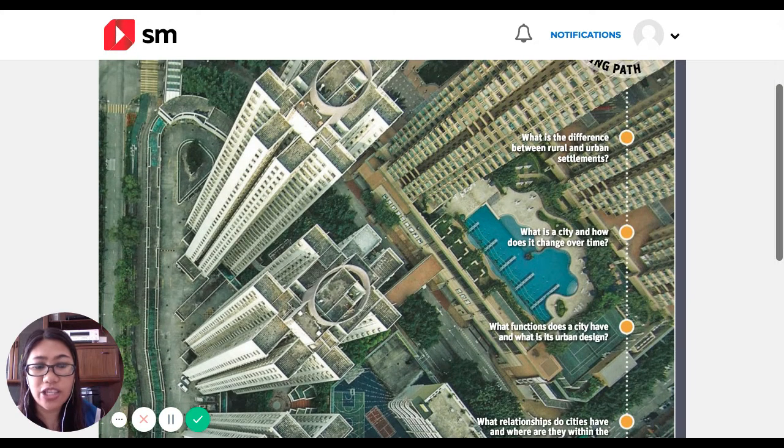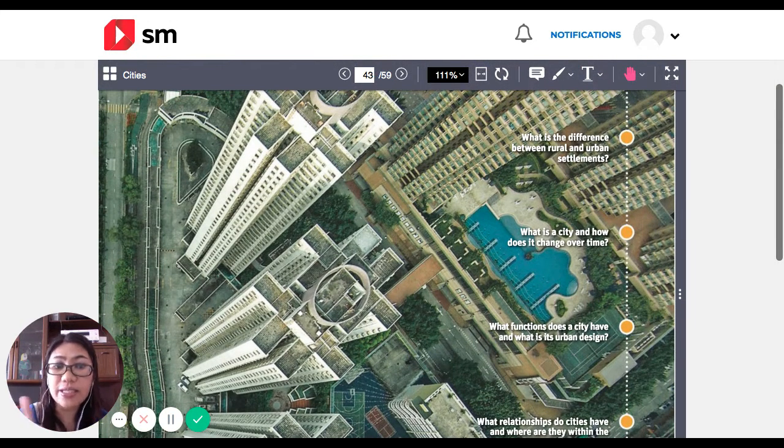Let's review the questions. So what is the difference between rural and urban settlements? That's the first one. Second, what is a city and how does it change over time? What are the changes that happen in a city? Third, what functions does a city have and what is its urban design? So the design of the city. What functions, or what are the tasks, of the city?